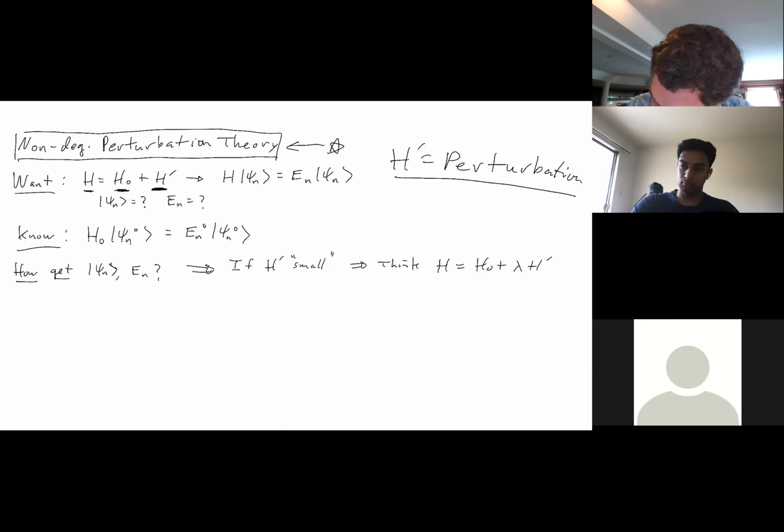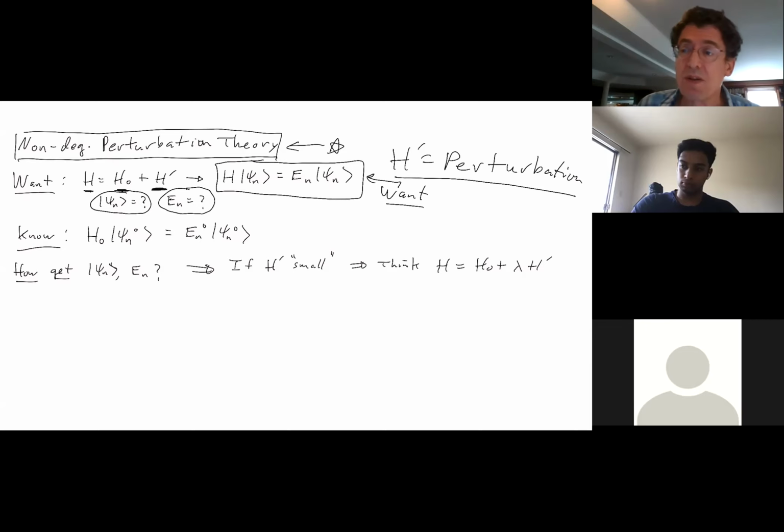And so the whole point is that we want to solve this equation, okay? We want that. And so we want to know what are the new eigenenergies and what are the new eigenstates of this Hamiltonian that we don't know. Because we have this perturbation, so we have this new Hamiltonian. So the thing is that we do know something.